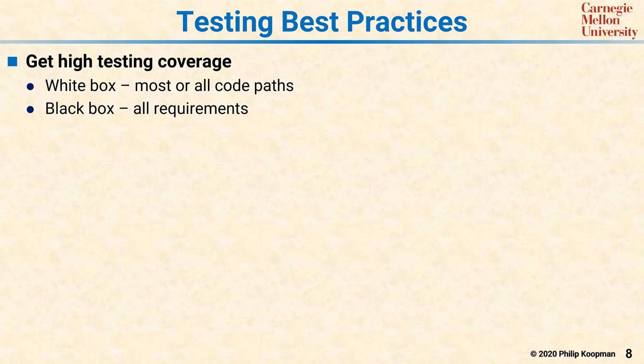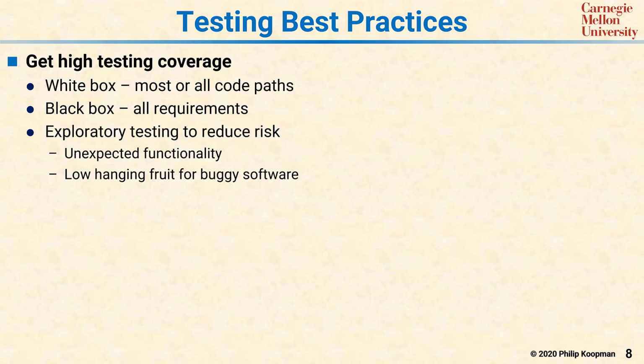Exploratory testing is valuable and useful to reduce risk, especially if there's unexpected functionality or there's some low-hanging fruit for buggy software. Exploratory testing should be a few percent, maybe 5 or 10% of your test budget, because the white box and black box testing should do the heavy lifting, and exploratory testing should be there to explore edge cases that the white box and black box testers didn't think about, or to take a look for low-hanging fruit of buggy software. Other types of testing can be appropriate, but it all depends on your process, the application, and the type of software you're testing.